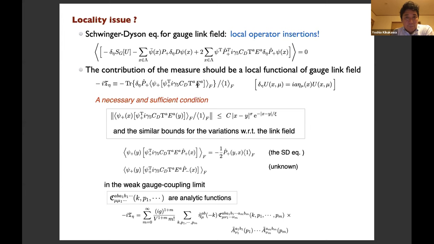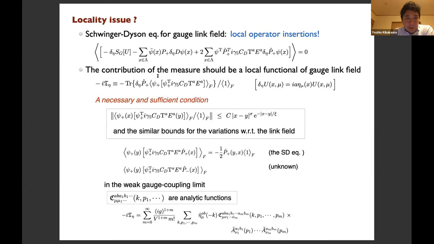In this way, this is a functional of the background gauge link variable, and this factor should be a local functional of the link variables. A necessary and sufficient condition can be formulated as follows.